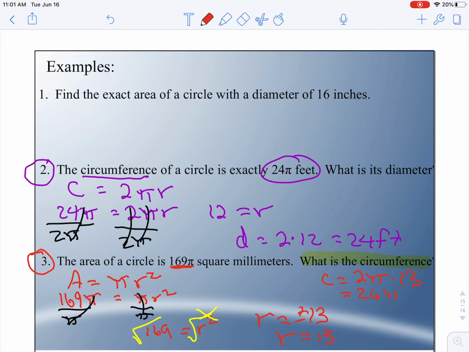And so this is equal to 26 pi millimeters. It didn't say to round, so you can actually just leave your answer like that. You can leave your answer exact if it doesn't tell you one way or the other. If you want, you could certainly multiply by pi and round. All right, that is the end of lesson 1.7.